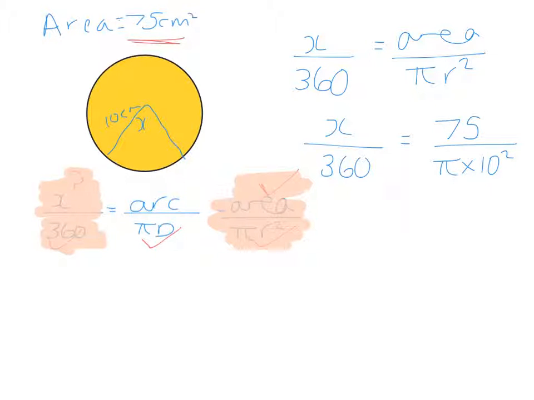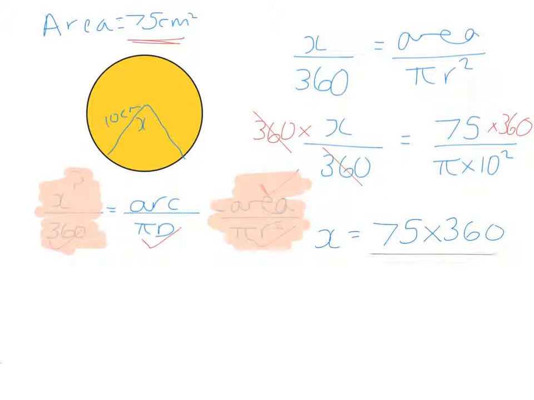I want to calculate what x is. And if we see here, x is being divided by 360. I just want to find out what x is on its own. So the opposite of dividing by 360, to undo that, to change the subject of the formula to x, is to multiply both sides by 360. By doing so, that will allow me to cancel these down on this side. So to calculate the angle at the middle, it's going to be 75 times 360, divided by pi times 10 squared.